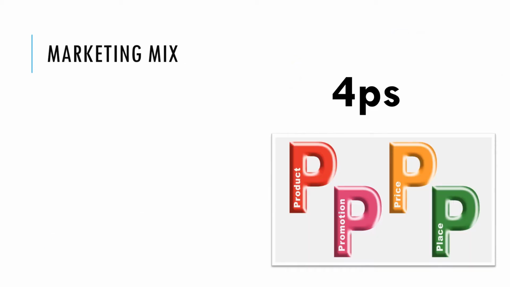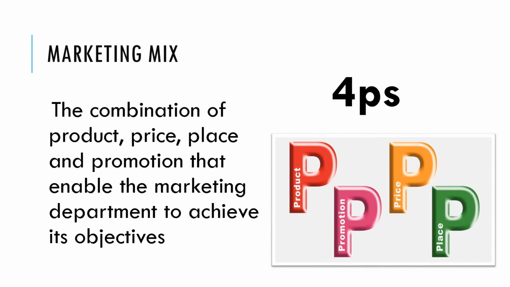Now, the marketing department, in order to achieve these objectives, will normally be responsible for what's known as the 4 Ps, and that is product, promotion, price, and place. And it's this combination of the 4 Ps and getting the strategy for each P correct that will enable the success of the marketing department. So the marketing mix, the 4 Ps of the marketing mix, are the combination of having the right product, the right price, in the right place, and making customers aware of it through promotion so that the marketing department can achieve their objectives.